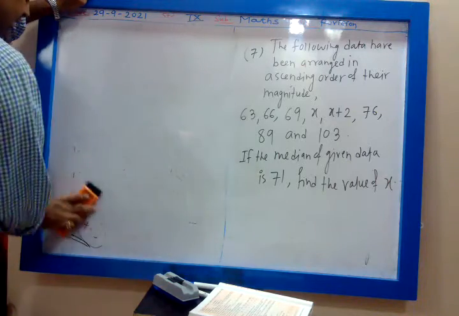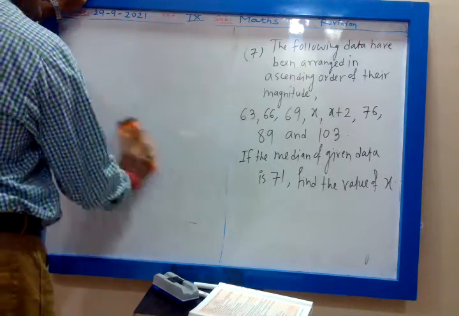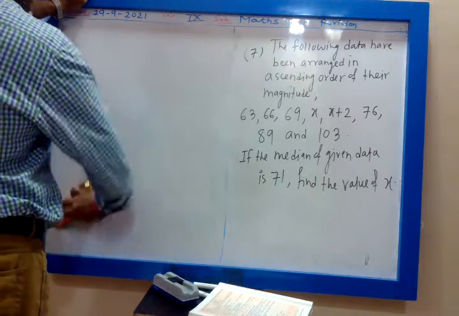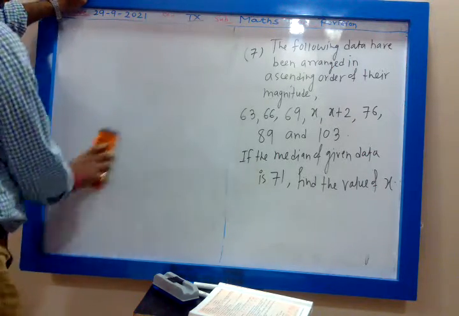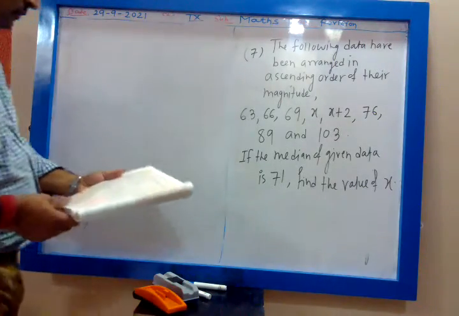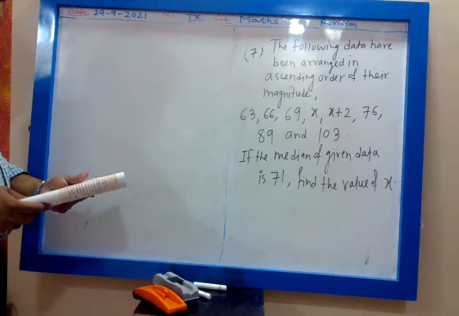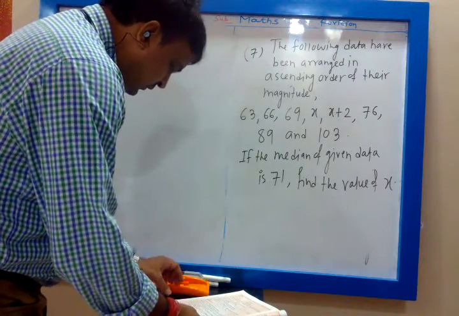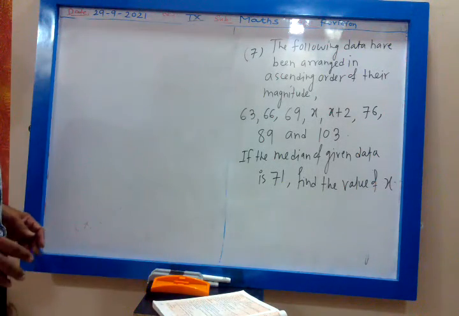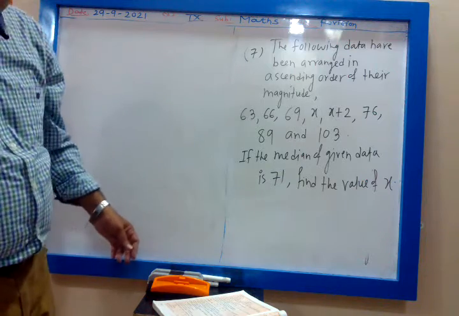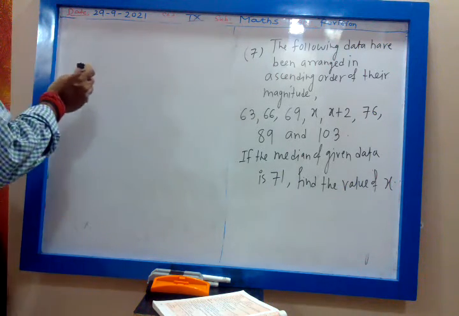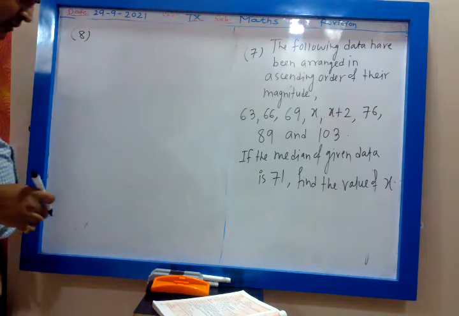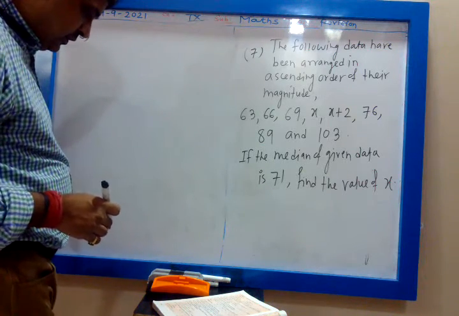The data is already arranged in the ascending order. Median is given 71. Find the value of x. Okay. Seventy. Chalo, theek hai, we will check it. Now 8-1. Chalo 8-1. Solve this 8-1.